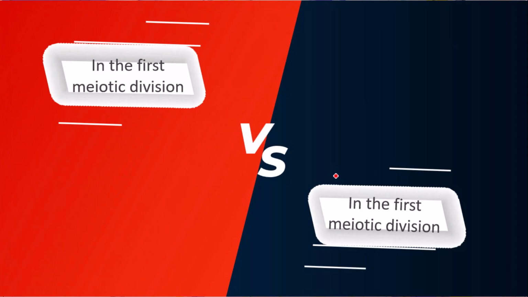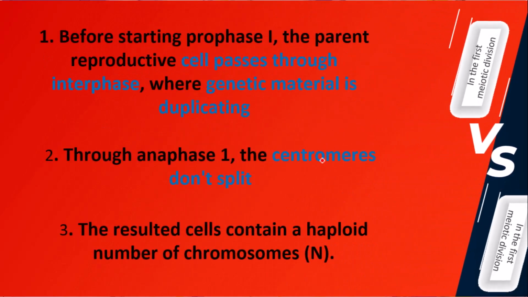So what are the differences between the first meiotic division and the second meiotic division? In the first meiotic division, before the start of prophase 1, the parent cell enters the interphase, where the genetic material is duplicated, and through anaphase 1, the centromere doesn't split, and each cell resulting from the first meiotic division is haploid, with n, half the number of chromosomes.